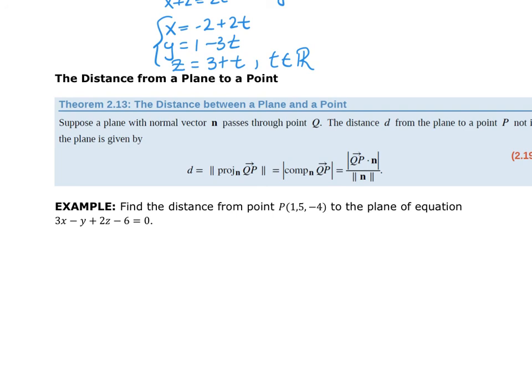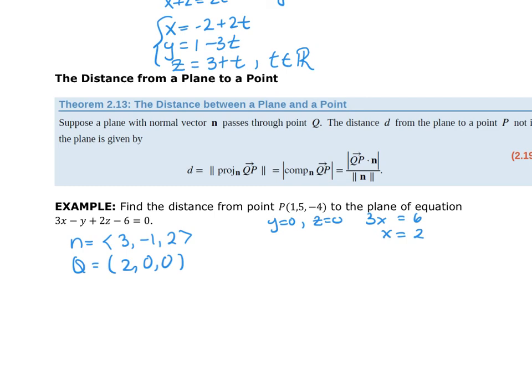Now we know that the normal vector is going to be the coefficients, so 3, negative 1, and 2. We're going to pick any point on this plane, so let's pick when y and z are equal to 0. So if y equals 0 and z is equal to 0, I'd have the equation 3x is equal to 6. So x would equal 2. So I know this is on the plane. So my point Q is going to be the point 2, 0, 0. Now I could have used 0 for x and 0 for y, and I would have gotten z is equal to 3. I could have used either one.